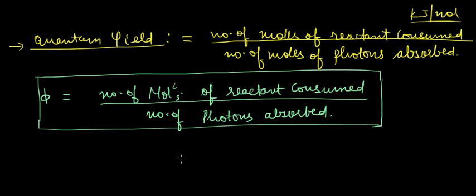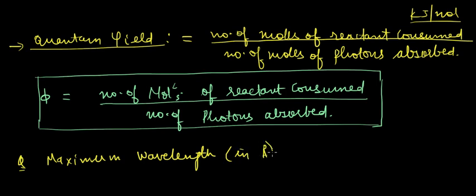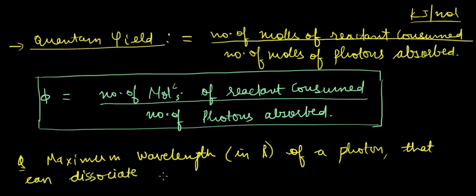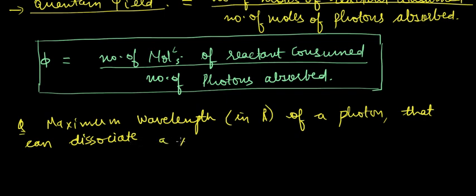Let's actually do some quick practice on it. You have to calculate the maximum wavelength, in angstrom, of a photon that can dissociate an X2 molecule into gaseous atoms.